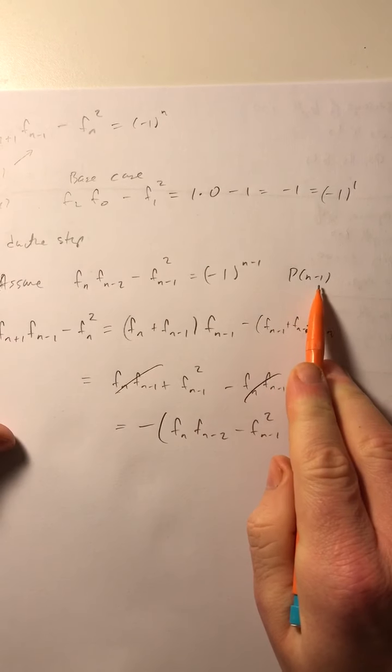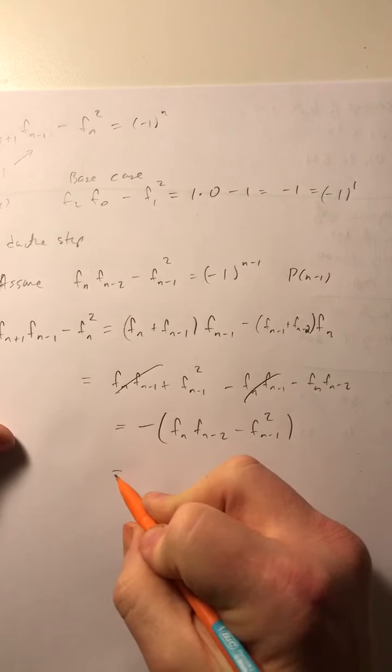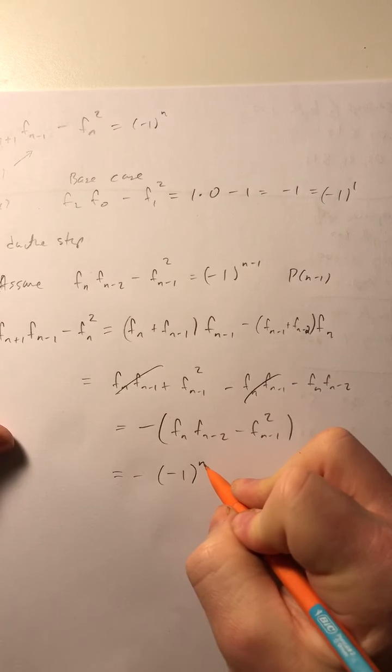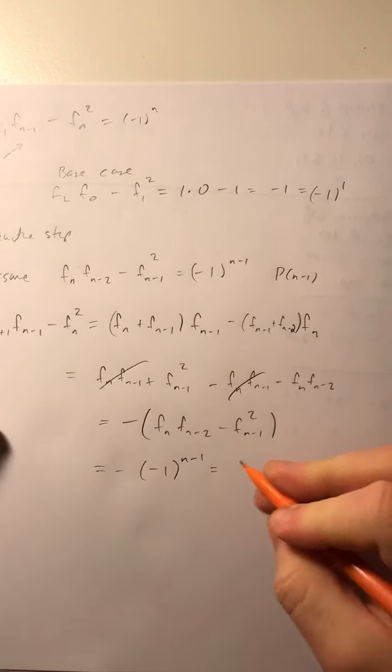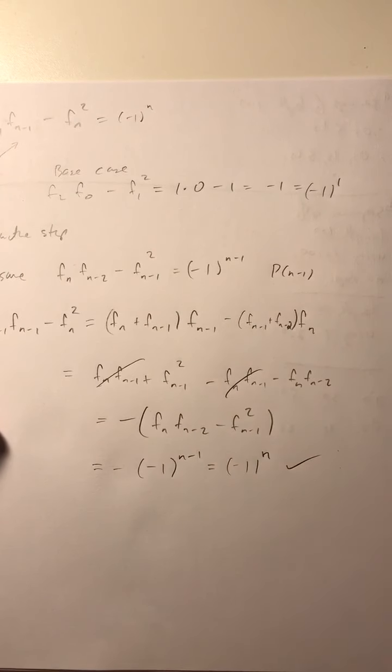And now by Pn minus 1, this part in parentheses is negative 1 to the n minus 1, and then negative 1 times that is negative 1 to the n. Right, so we did it.